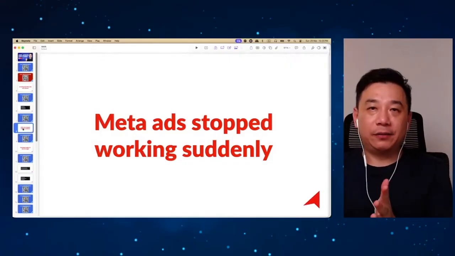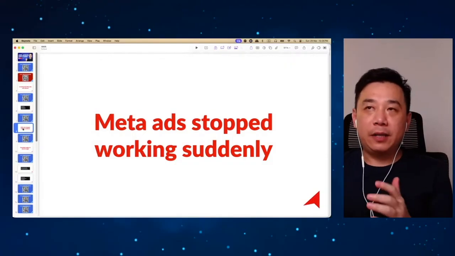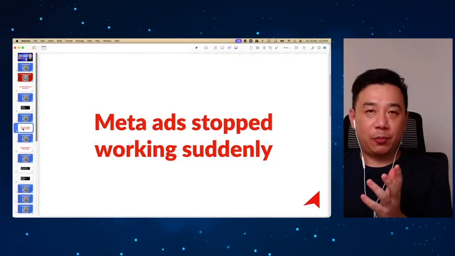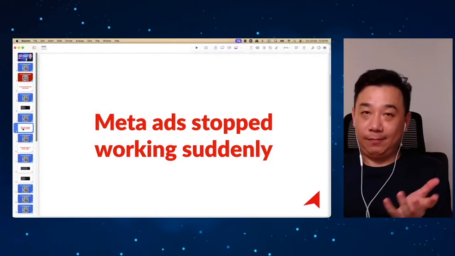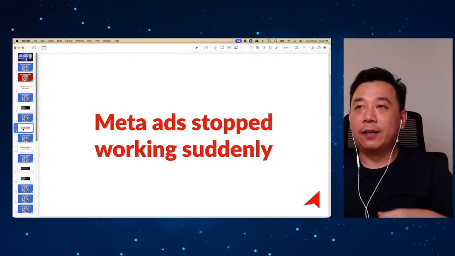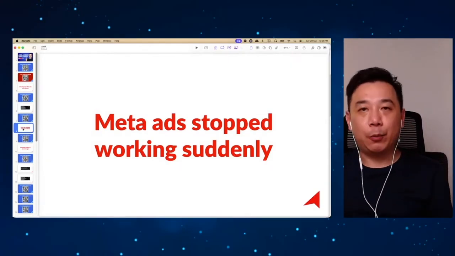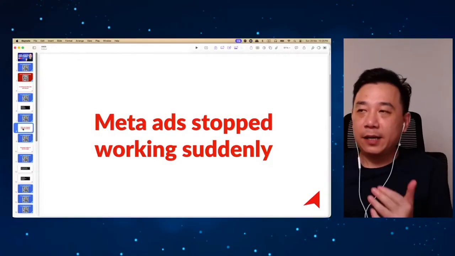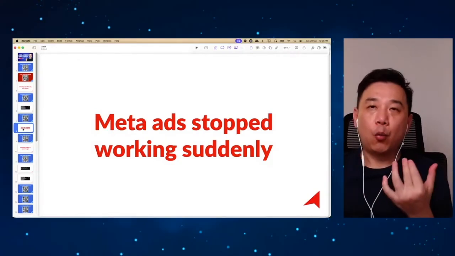We need to define what you mean by stop working. In my opinion, stop working means, for example, you have been getting cost per result at $10, and all of a sudden it becomes $50. That makes sense. That's stop working. Or you've been getting regularly about 5 sales per week or 10 sales per week, and all of a sudden it becomes 1 per week. That's what we call Meta Ads stop working. So what do you do?